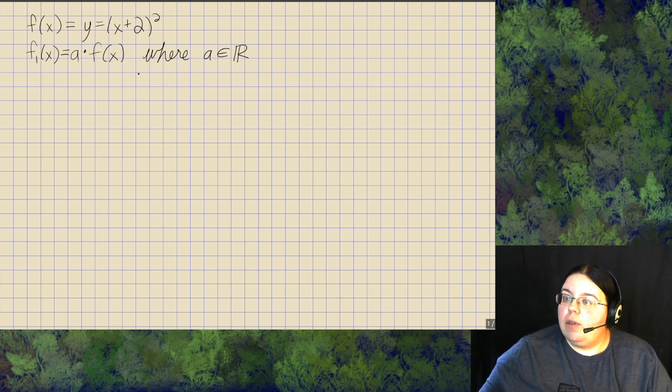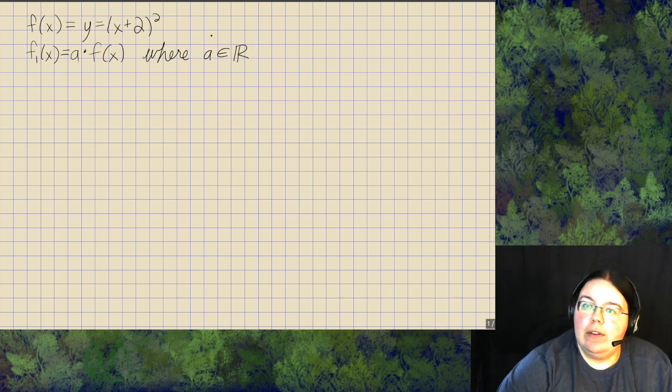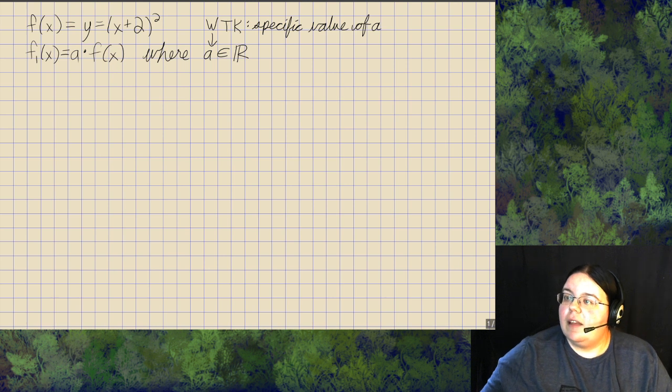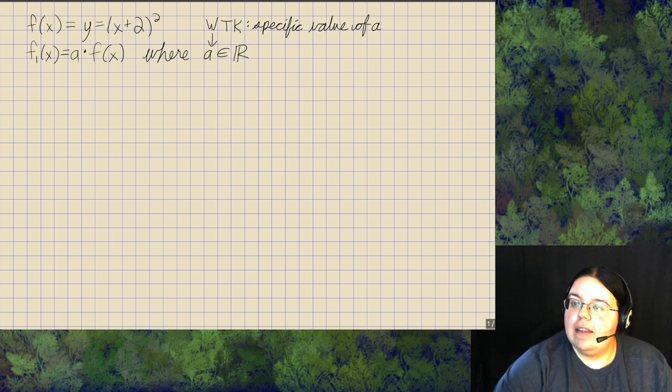Okay, so with which factor? This is what we're trying to find out. So we want to know, common abbreviation, want to know, a specific value of a that meets certain requirements. Okay, so that the graph of the new function f1 intersects the y-axis at the point (0, 1).